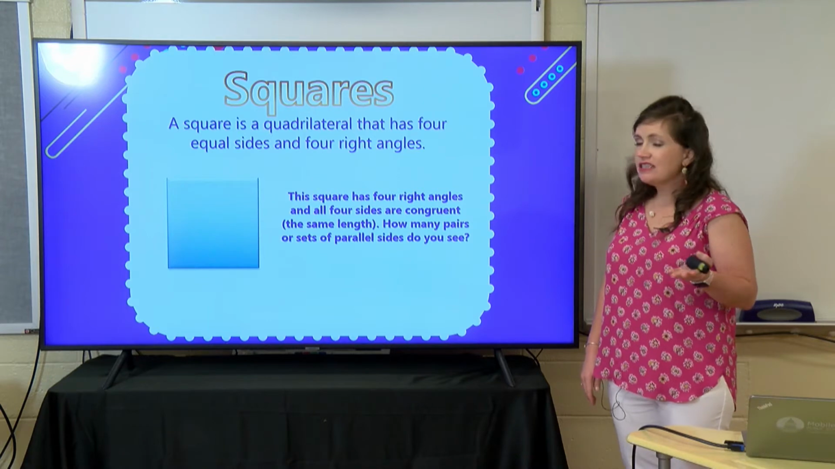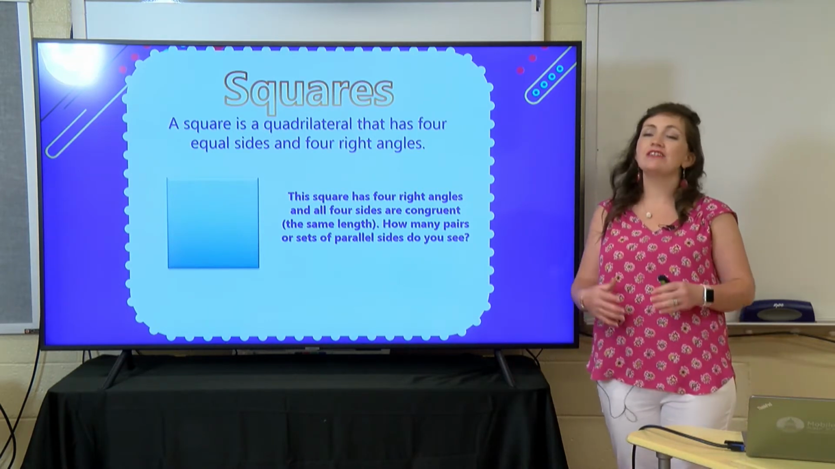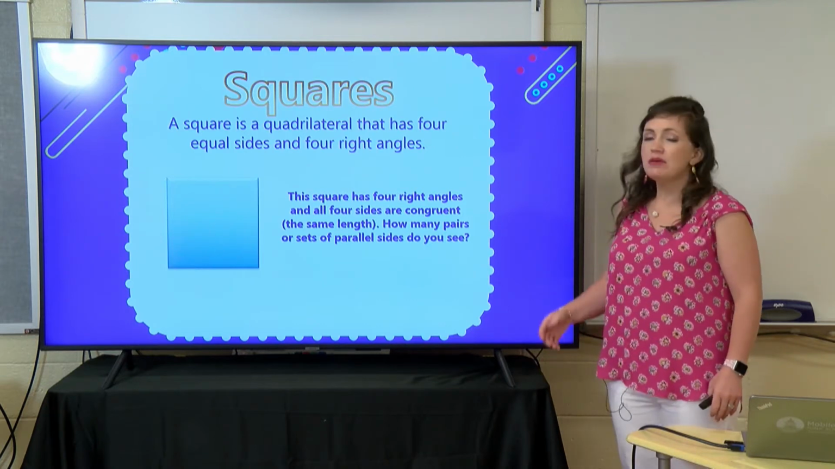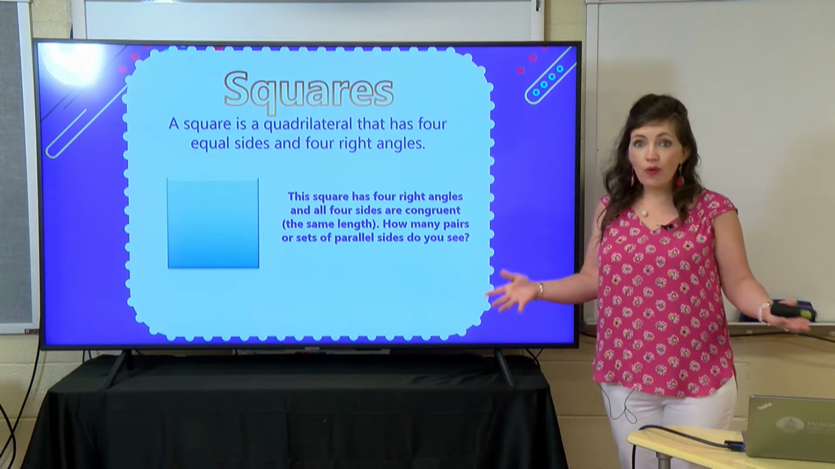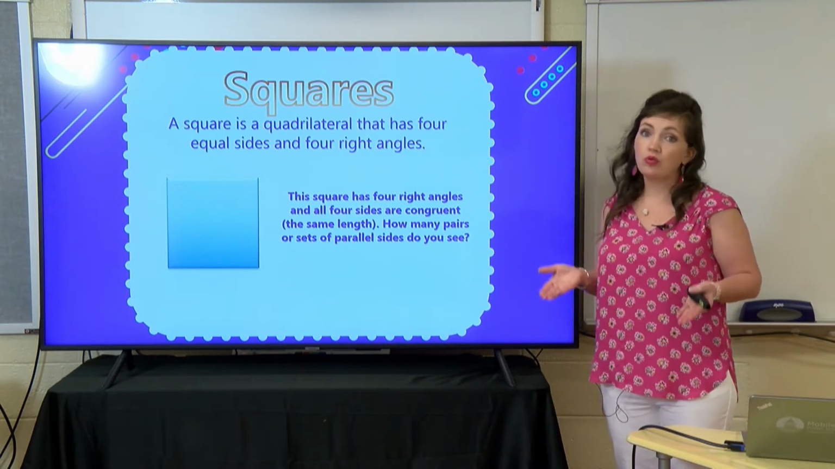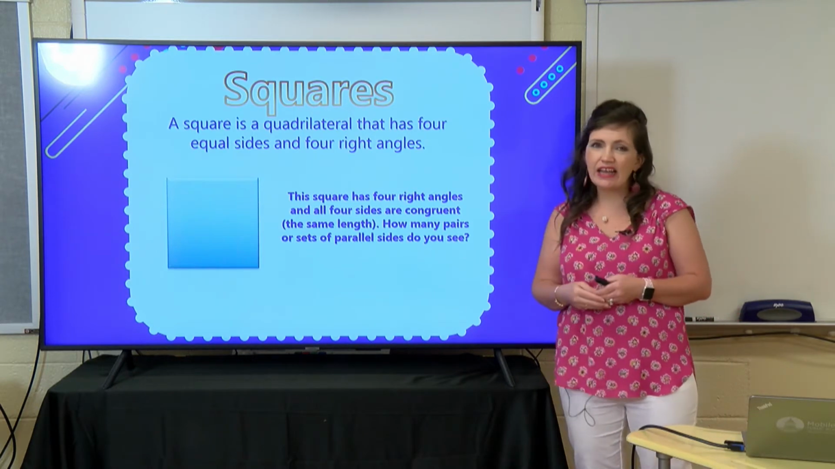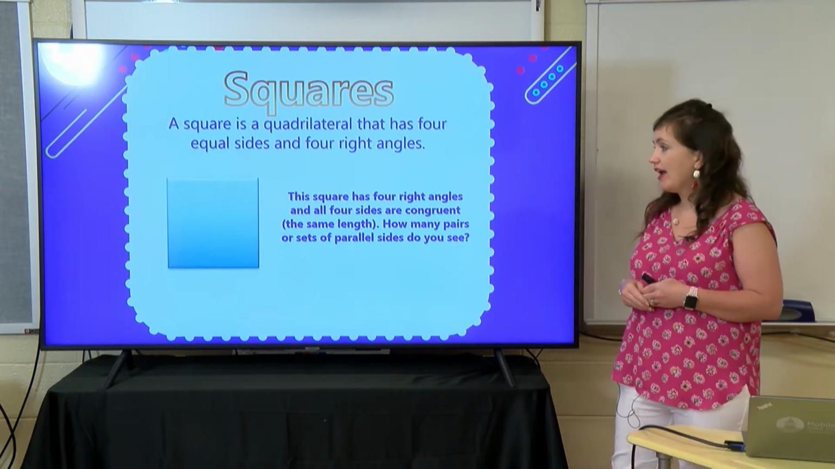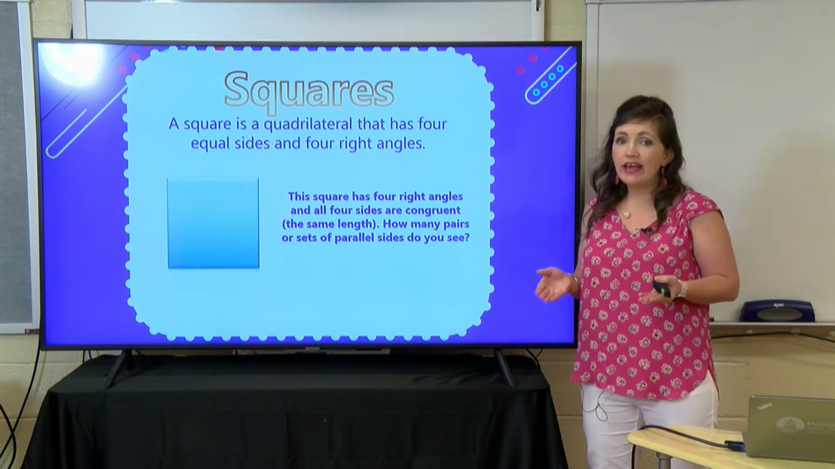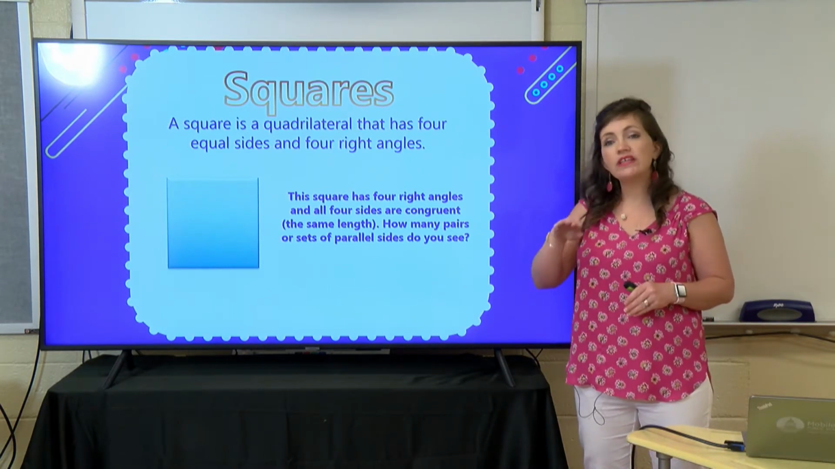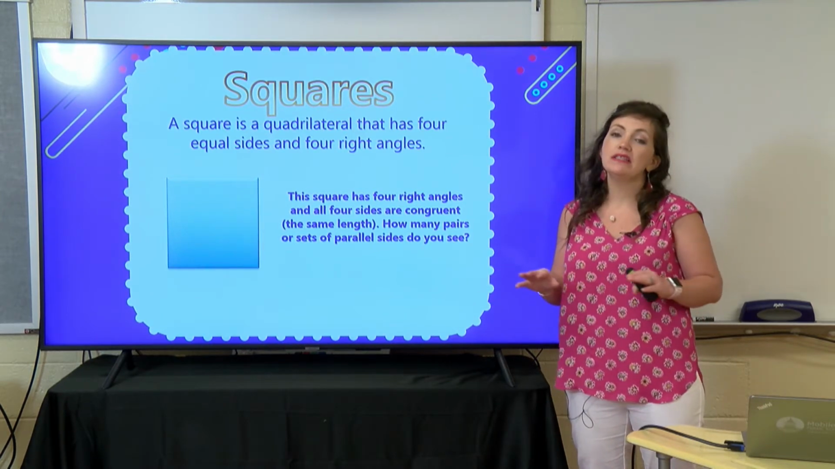All right, let's talk about a square. It's a type of polygon as well as a type of quadrilateral because it has 4 sides and 4 angles. But it's a square because it has 4 equal sides, 4 sides that are exactly the same, and it has 4 right angles. So in order for a figure to be a square, it has to have 4 right angles and all 4 sides must be exactly the same. They must be equal.